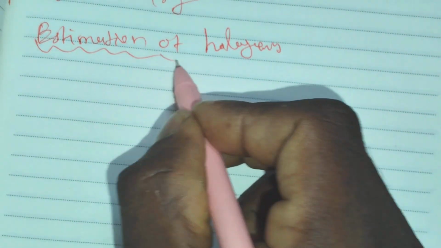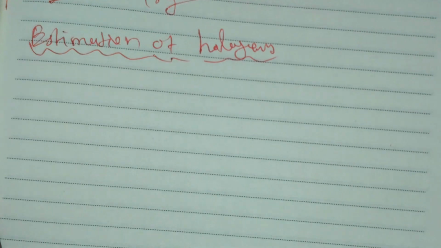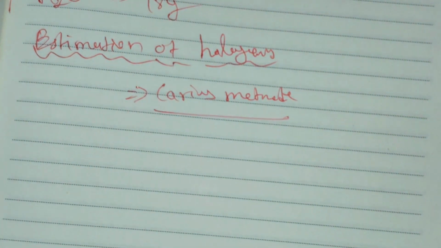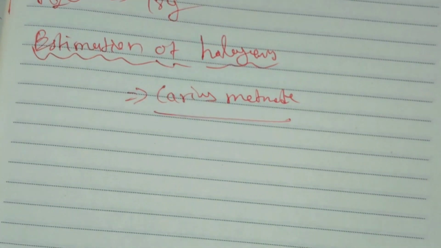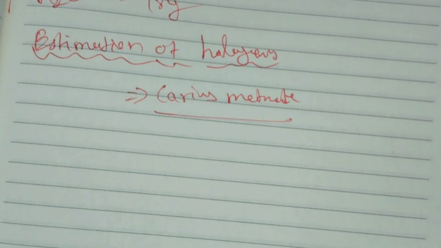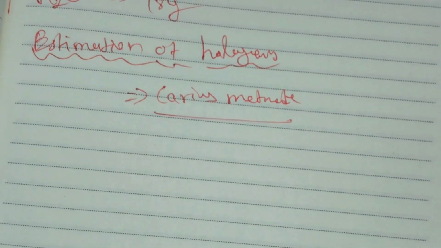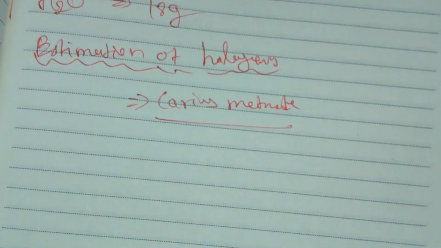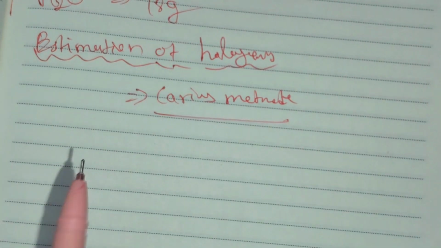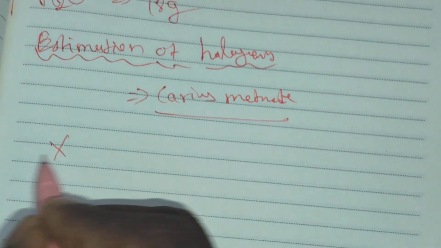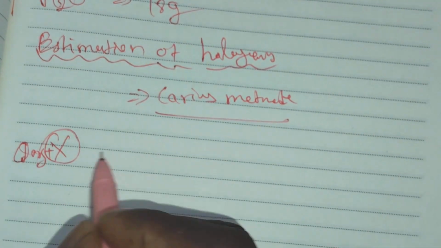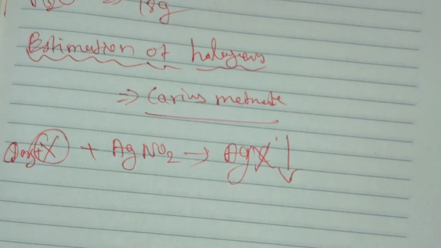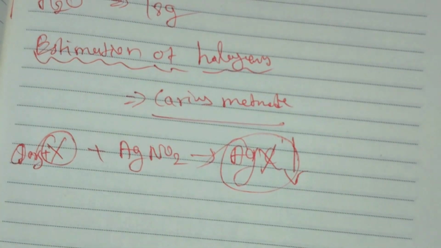Next we go to the estimation of halogens, by the Carius method. This method can estimate the percentage of halogens. In the Carius method, the organic compound is taken in a sealed tube in the presence of silver nitrate. The carbon and hydrogen present are oxidized to carbon dioxide and water. The remaining halogens react with silver nitrate to give a precipitate of silver halide. From this silver halide, we can find the percentage of halogens.